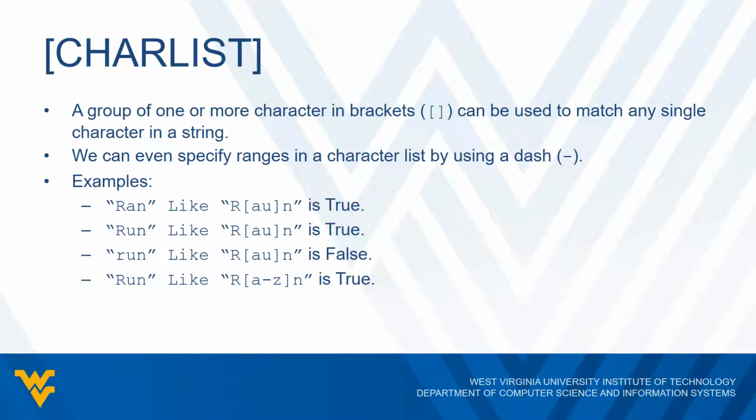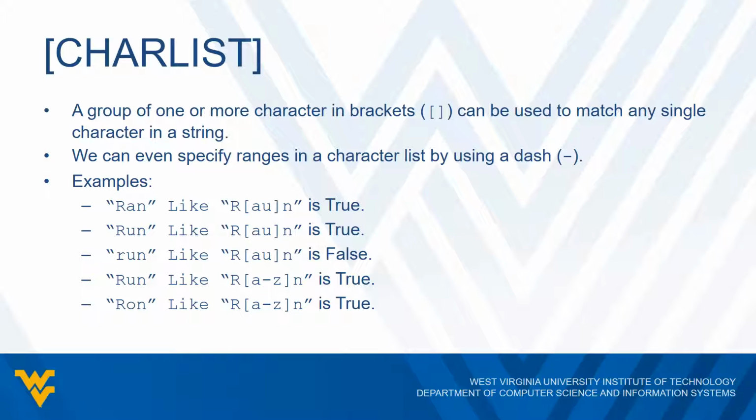Let's try this example. So here we changed our pattern just a little bit. Instead of saying that the second character has to be either A or U, we're using a range, A through Z. And this is saying any lowercase letter of the alphabet. So any lowercase letter from A to Z is valid for the second character. So we see, if we compare here, our first character is capital R. That matches our pattern. The second character is a lowercase u. So that's fine because that is part of our range from A to Z. And then our third character is N. That matches. So this is going to be true.